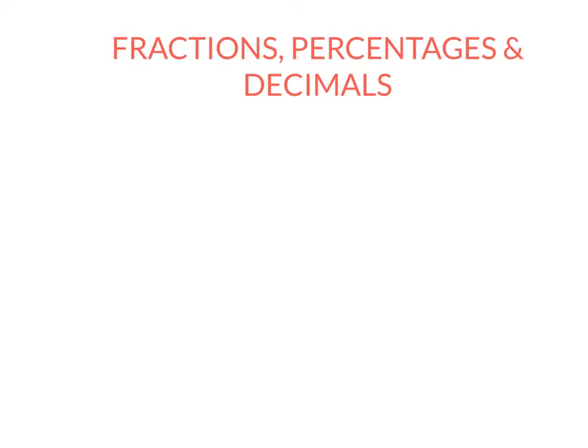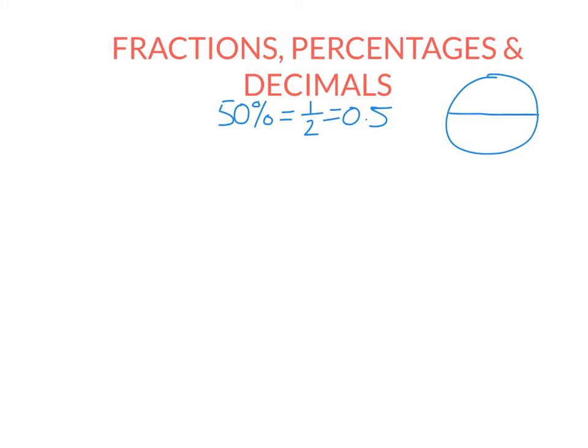It turns out that these three things are just different ways to represent the same number. You probably already know, for example, that 50% is the same as a half, which is also the same as 0.5. If I had some pizza here, and I gave you 50% of the pizza, that's the same amount you'd get if I gave you half a pizza or 0.5 pizzas. In each case, you'd get this much pizza. If there were 8 slices, you'd get 4 of them. So all of these numbers are the same.